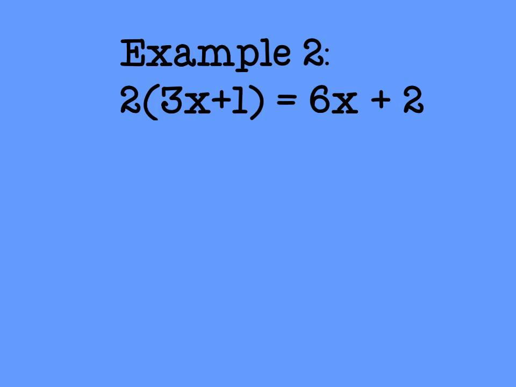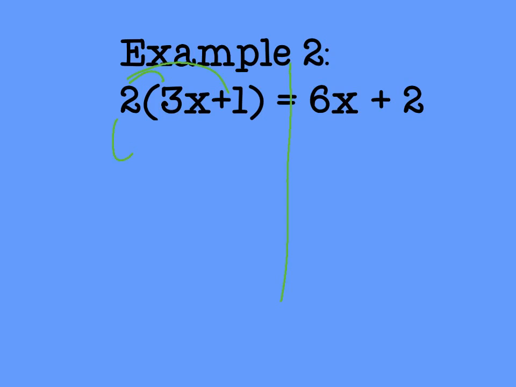Example 2 I see is a little bit tougher because I have the parentheses, which should trigger that we need to start with the distributive property. Now, if you think back to skill 2, we did the distributive property before we started to solve any kind of equation. That is still going to hold true here. So before I think about moving any x to the other side, what I want to do is do the distributive property. So what I'm going to do is distribute that 2.